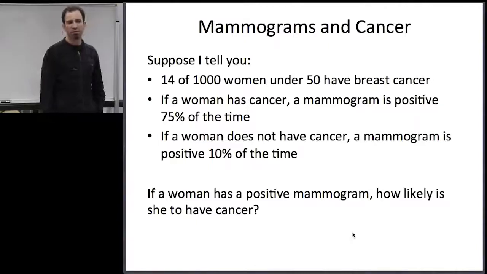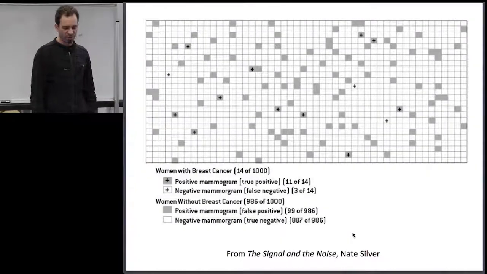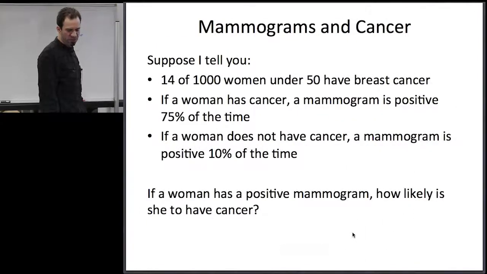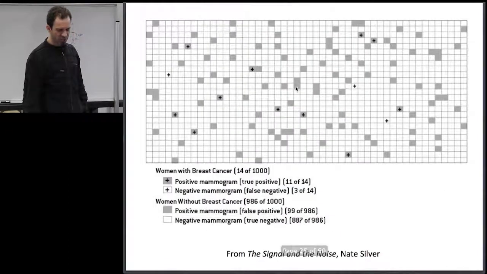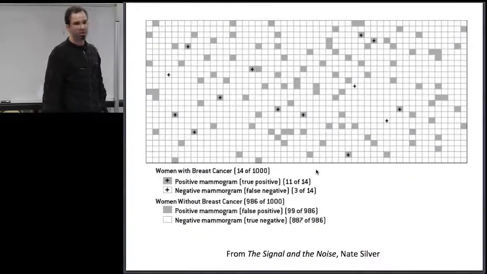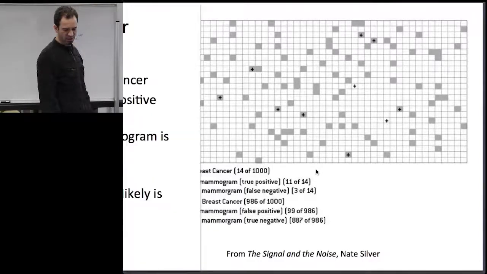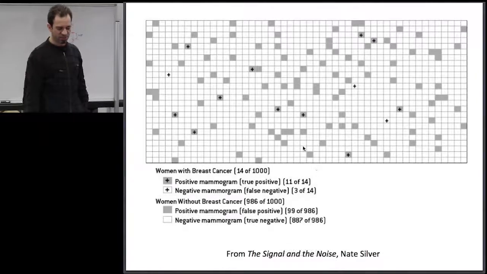So here's a hint. 14 of 1,000 is not a lot. So let's draw a picture. A plus means they actually do have cancer. A dark gray square means they had a positive test. And look at these rates for a second. If a woman does not have cancer, a mammogram is positive 10% of the time, which is why there's all of these dark gray squares. Even though the test is positive 75% of the time when she does have cancer, which is why when you have one of these pluses, it's mostly on a dark gray square, right? So we missed a couple here. We missed these three, right? But we got 7 out of 10, or 11 out of 14 in this case.